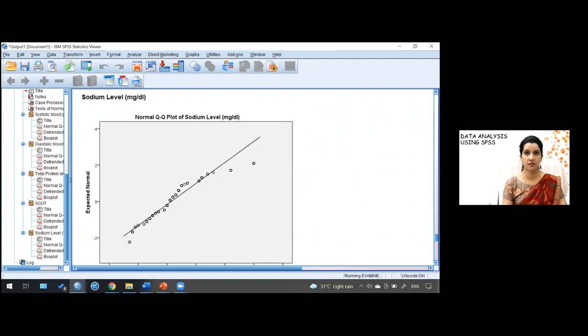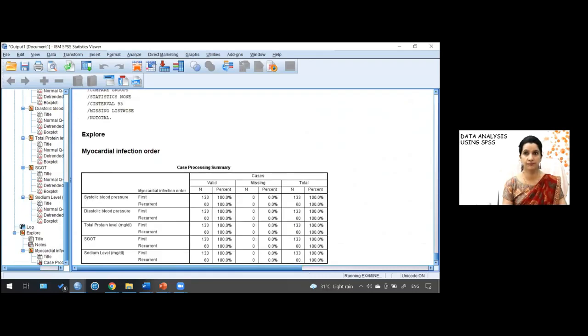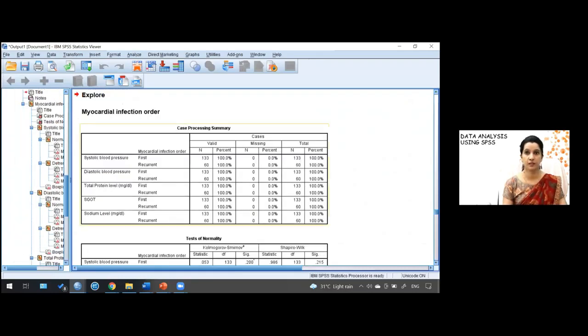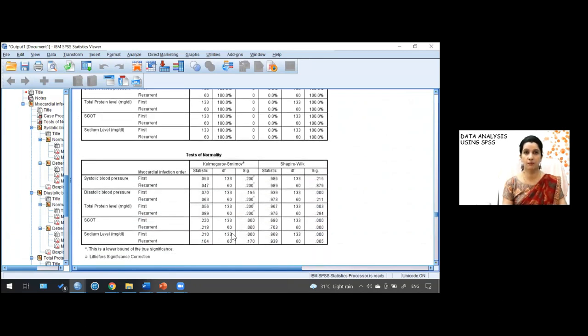If you see the statistics again, it gives you the normality of all the variables against these two categories, first and recurrent. You can see these two are following normal distribution. This is not following the normal distribution. Again, this is not following normal. This is following normal. This is not following normal. This is not following normal.